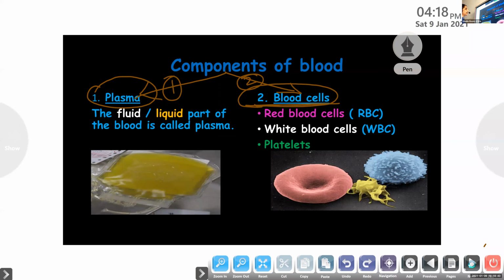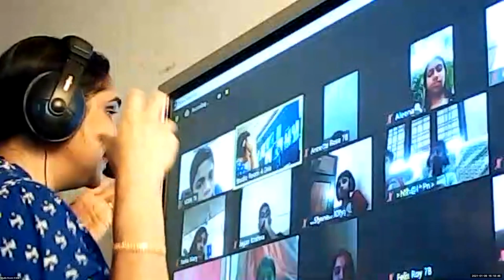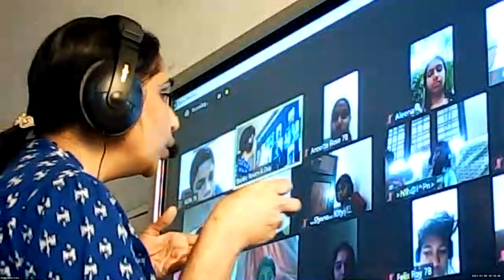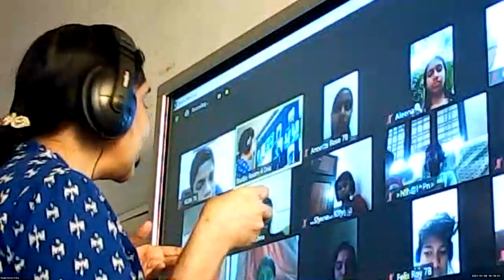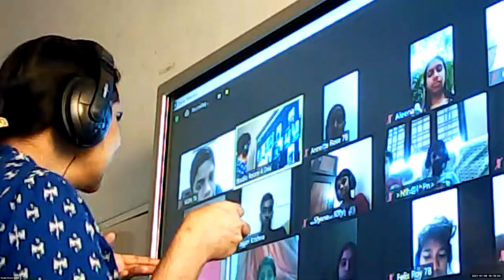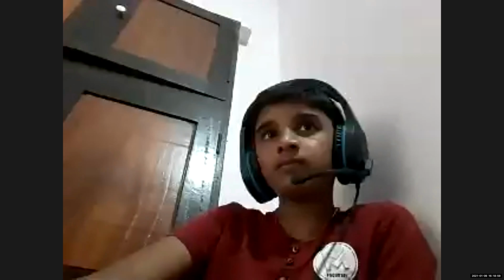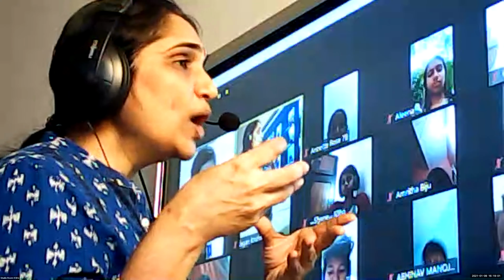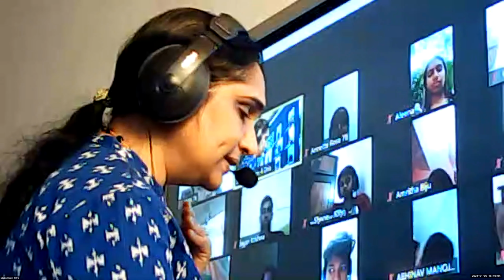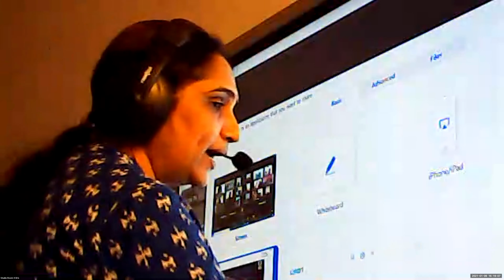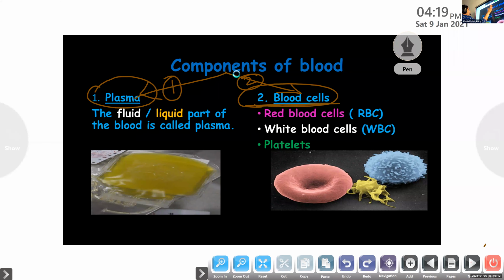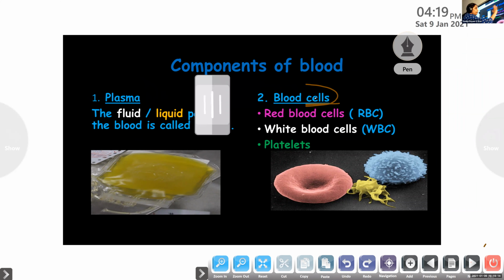Whenever we think about blood, we may think about a red fluid, isn't it? Is there any solid red colored thing? Anybody got? No. It is a red fluid. So one liquid part is there. That liquid part of the blood is called plasma. What is the name of the fluid or liquid part of the blood?